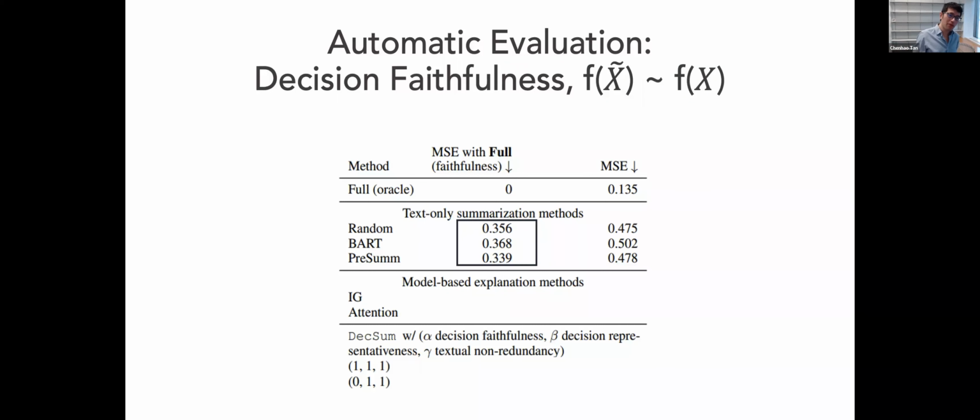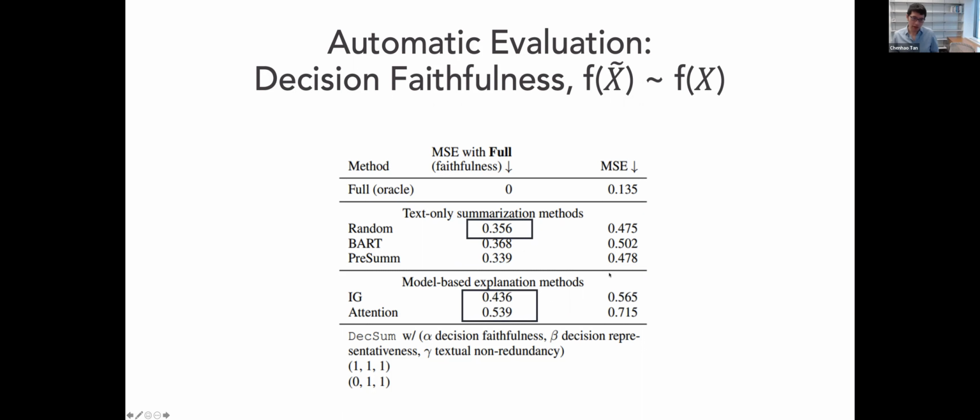And I'm going to start with automatic evaluation. I think the human evaluation will be more interesting, but this automatic evaluation also shows you how different existing summarization or explanation methods are from our proposed method. So here, this is to evaluate decision faithfulness. This column that I'm highlighting is the mean squared error compared with the prediction from using the full text. And these are the text-only summarization-based methods. You can see all of them have around 0.3, and random is actually better than BART, which is a state-of-the-art abstractive generation method.